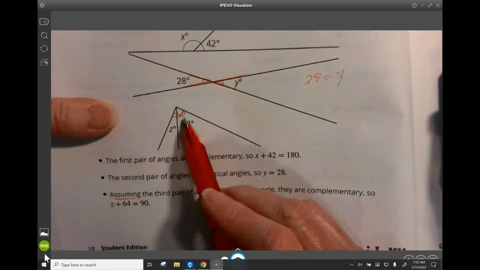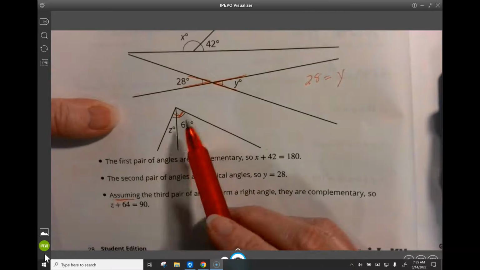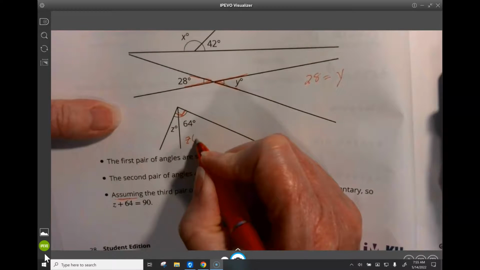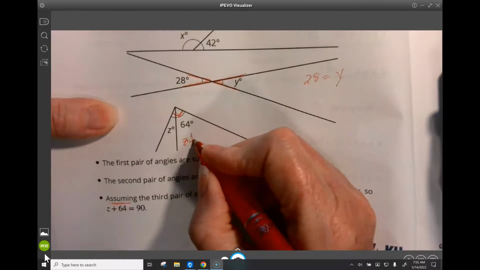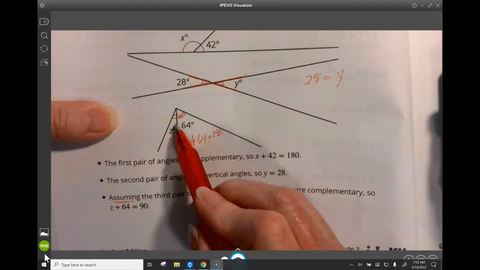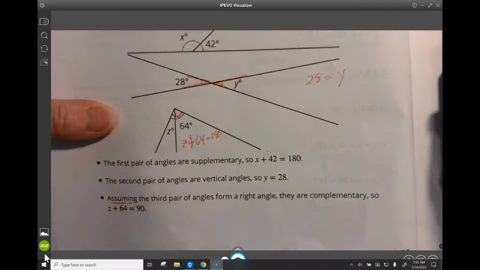We'll check for it, because we should never assume in math. But what they're saying is we're going to assume that that's 90, so we can say z plus 64, excuse me, I need a plus sign there, is equal to 180. So I don't like that one. You shouldn't assume. They should tell you it's a right angle. I'm hoping they didn't do that in your homework.